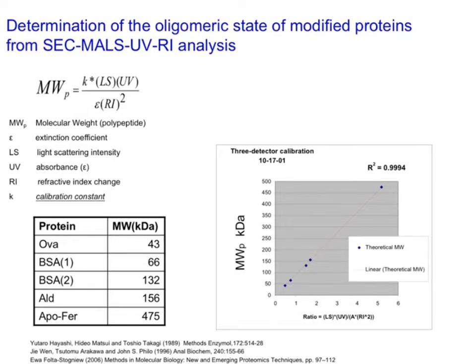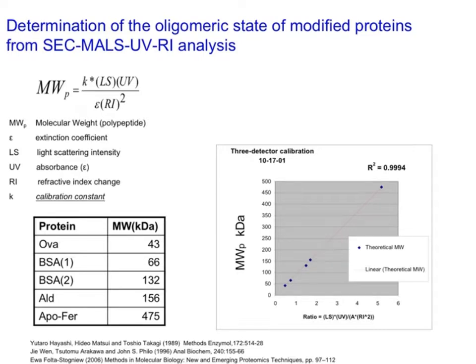The three-detector analysis links the responses recorded by three detectors, the light scattering detector, absorbance detector, and refractometer, to the molecular weight of the polypeptide portion of the protein complex. The calibration of the system is conveniently obtained from responses collected in the three detectors during analysis of protein standards of known molar masses. The elegance of this approach lies in the ability to use unmodified protein to construct the calibration curve that later can be used to determine the oligomeric state of modified protein.